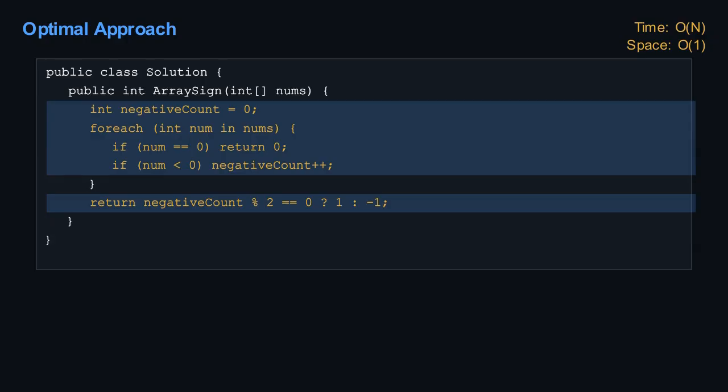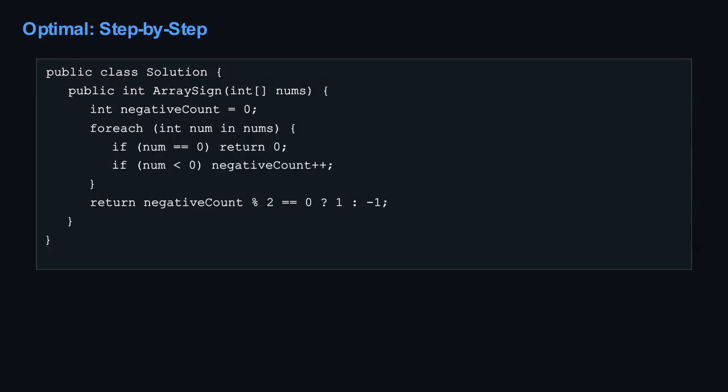Let's trace this with the example, -1, -2, -3, -4, 3, 2, 1. We initialize negative count to 0. First, we see -1. It's not 0, it's negative, so negative count becomes 1. Next, -2, not 0, negative. Negative count becomes 2. Then -3, not 0, negative. Negative count becomes 3.